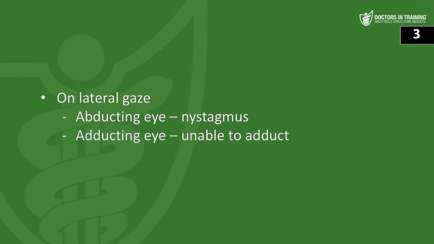So on lateral gaze, the abducting eye has nystagmus, and the adducting eye is unable to adduct. In other words, there is medial rectus palsy on the affected side with lateral gaze, but when you test convergence, convergence is normal. So that medial rectus palsy only shows up during lateral gaze, not with convergence. All right, that's it for the warm-up. Let's get to that lecture now.